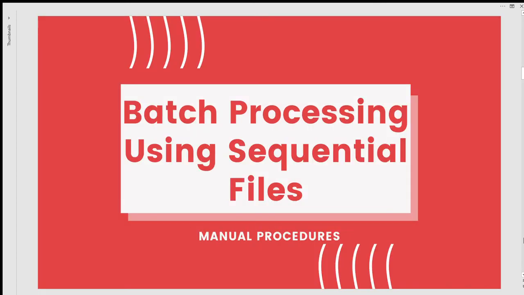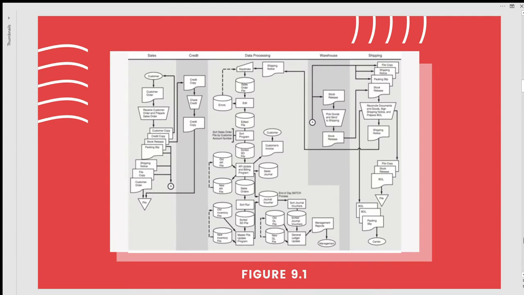Now we go to batch processing using sequential files in a manual procedure. So, figure 9.1 is just an illustration of an automated sales order system na gumagamit ng batch processing at sequential files. I will explain that later on.